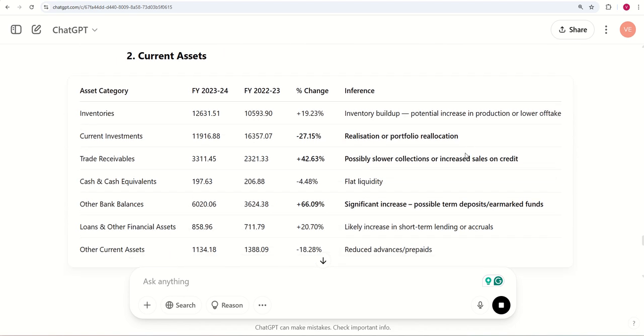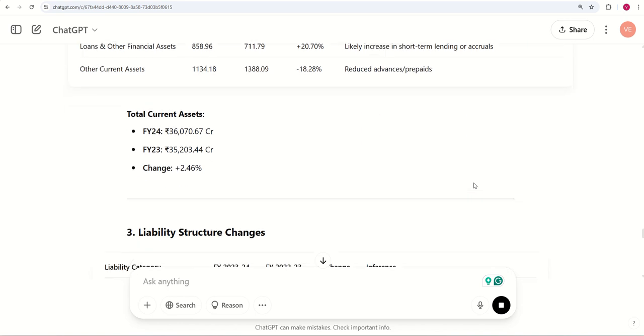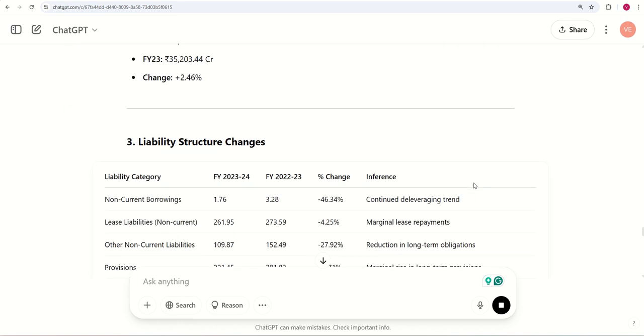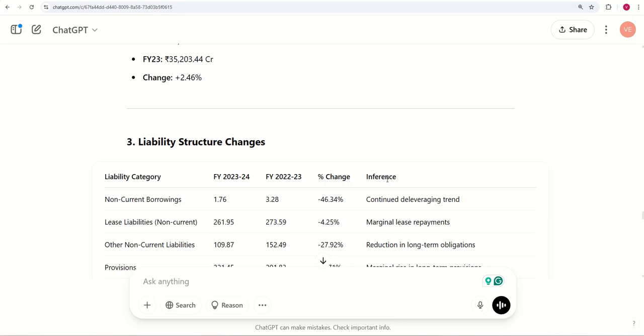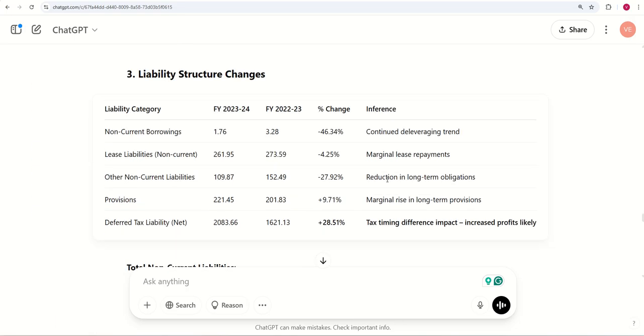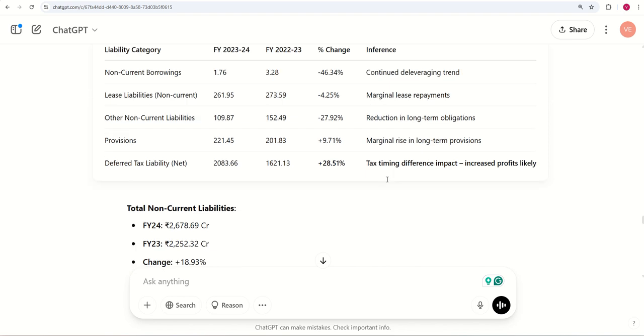And similarly for current assets, bank balances have increased steeply. So what I would like to emphasize, apart from the prompting part or the output we get, is a simple balance sheet. I'm not doing any complex analysis, just a line by line comparison. Each line will give you some inference, which you can put together as an overall summary or a big picture of what the company has done over the last 1 year.